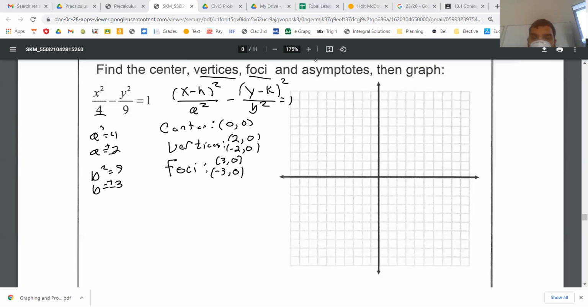So let's graph this. First, the center is (0, 0), right at the origin, which makes it easy. The vertices are (2, 0) and (negative 2, 0), so 1, 2 over here and 1, 2 over here. And the foci are at (3, 0), so 1, 2, 3 and 1, 2, 3. The reason it's (3, 0) versus (0, 3) is that the vertices and the foci are all on the same horizontal line, the same axis.